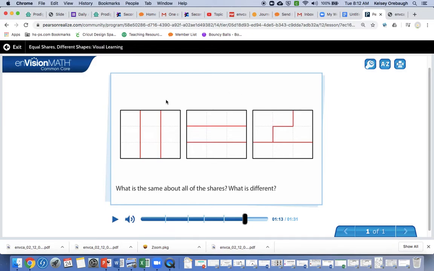The important thing to remember is that they are the same because they are each the same size and shape, and their shares are 3 in each. 3 small squares in each share. Each share has 3 small rectangles, so they all have the same area, but they have different shapes. Equal shares can be different shapes.